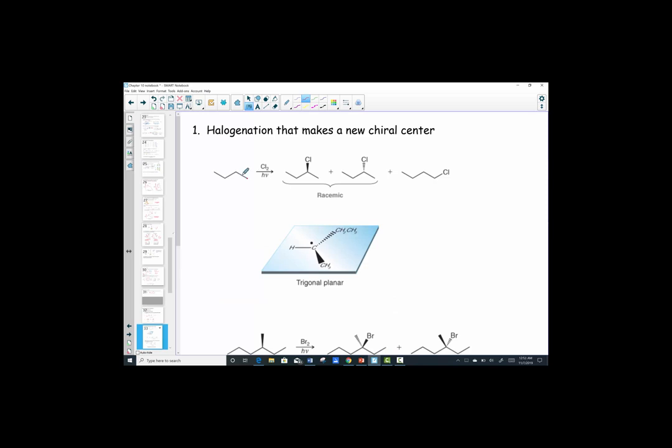Here's our butane molecule, and I mentioned chlorine will add in both positions. Notice this carbon is not a chiral carbon in the primary position, but if it's at carbon number 2, we mentioned that this is an sp2. The radical is sp2, trigonal planar, so we can see the chlorine adding from the top or from the bottom, creating a dash or a wedge, a racemic mixture of both configurations. So a mixture of dash and wedge.